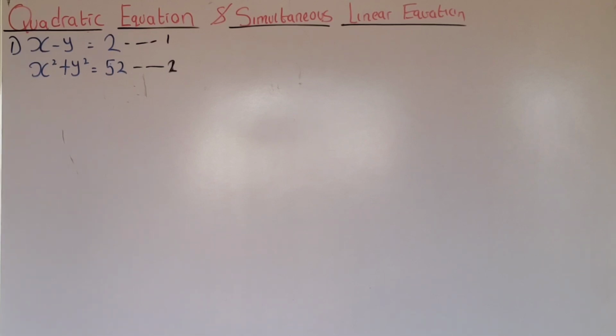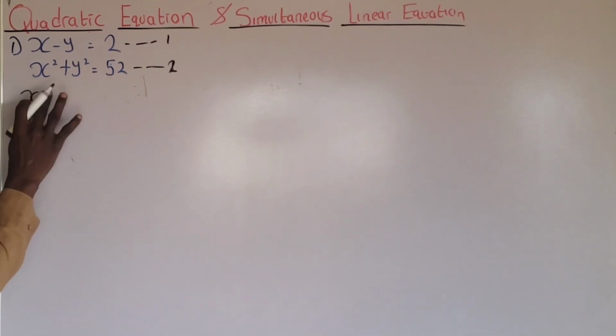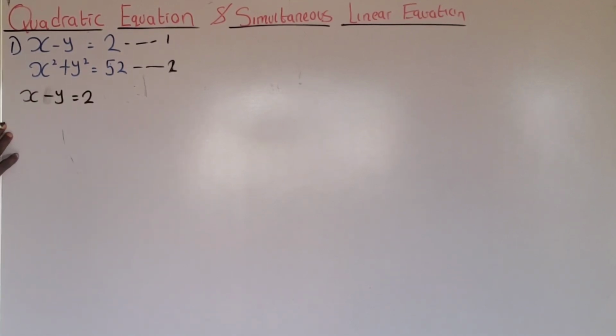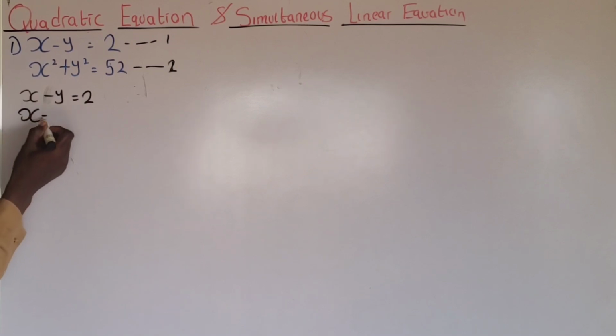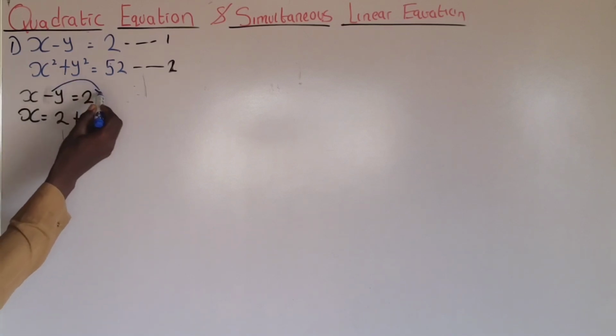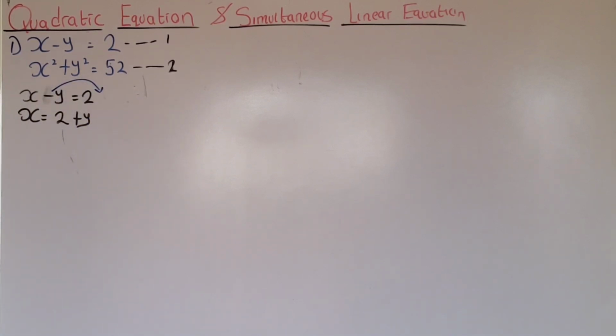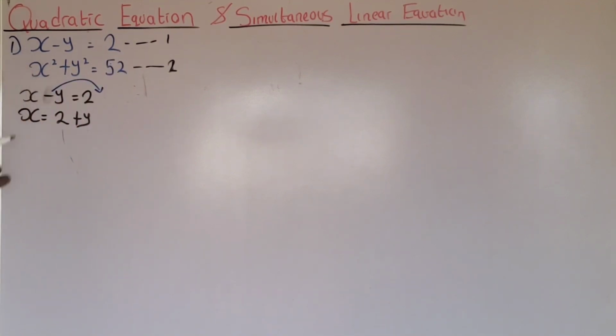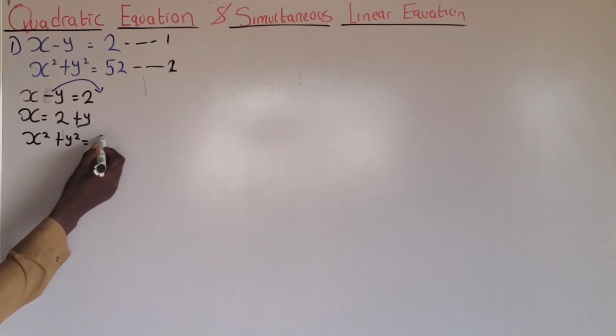So for the first equation, I have x minus y equals 2. If I want to make x the subject of the relation, I have x equals 2 plus y, because when the negative y crosses the equals sign, I have a positive y. Now, the next step is to substitute the value of x into equation 2. Equation 2 is x squared plus y squared equals 52.